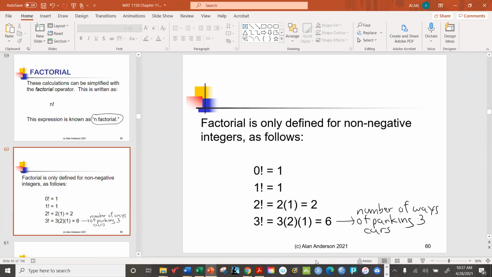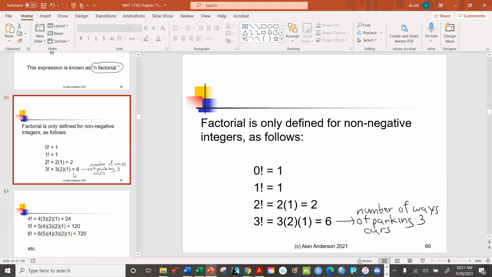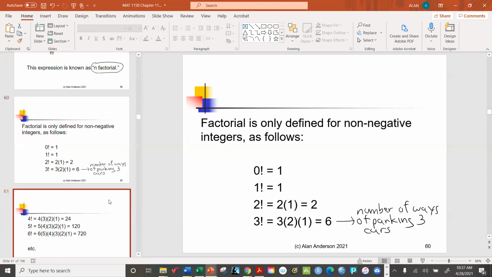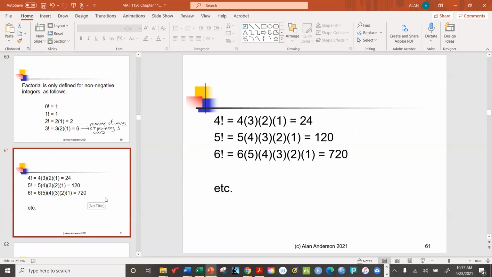What do you suppose 4 factorial equals then? How about 4 times 3 times 2 times 1? Oh, here we go. Now the pattern is emerging. 5 factorial would be 5 times 4 times 3 times 2 times 1. So you can just say, well, listen, this is the number of ways, and again, it's not a coincidence, of parking 4 cars. And you can just keep filling it in. The next one would be 5 and 6, et cetera.